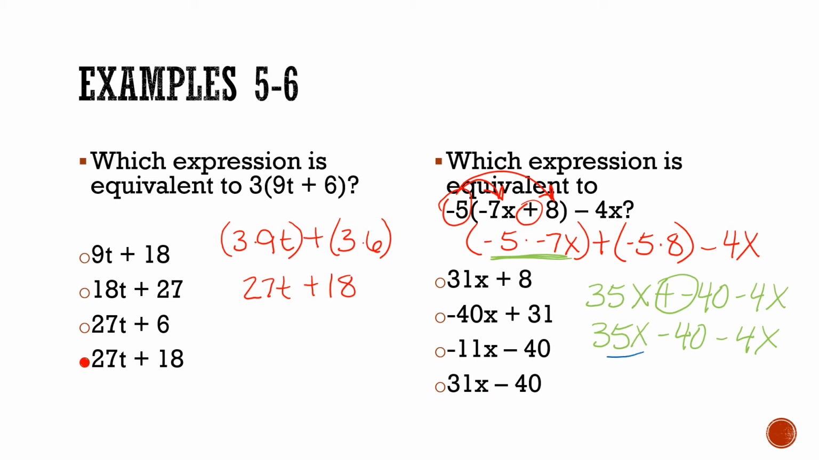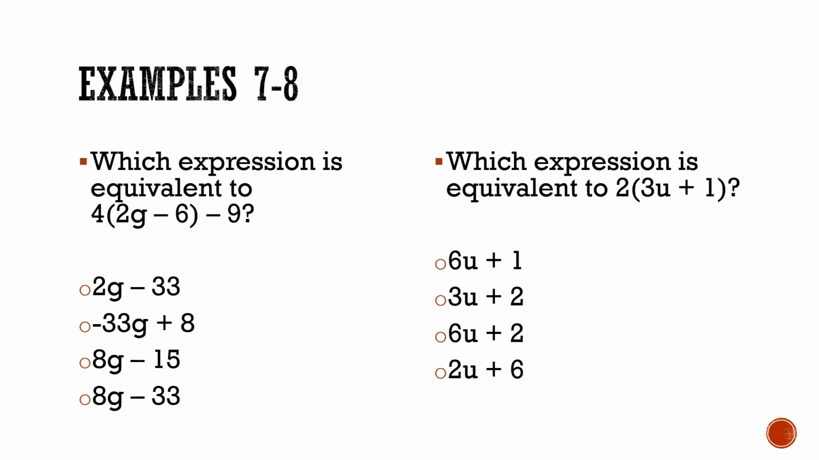So we have like terms here now because both of these have the x. So 35 minus 4 makes that 31x minus 40. And we cannot subtract those because 40 does not have the x on it. So you should have got answer choice D. Okay, pause your video and try examples 7 and 8.